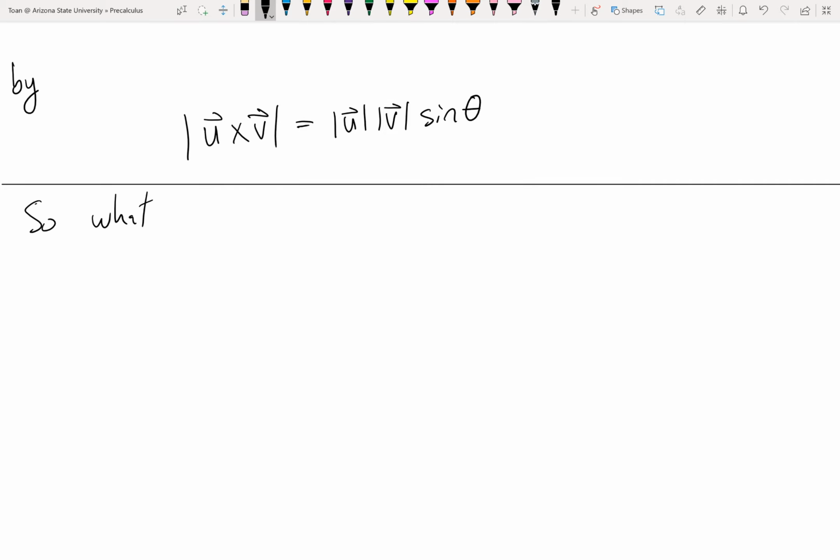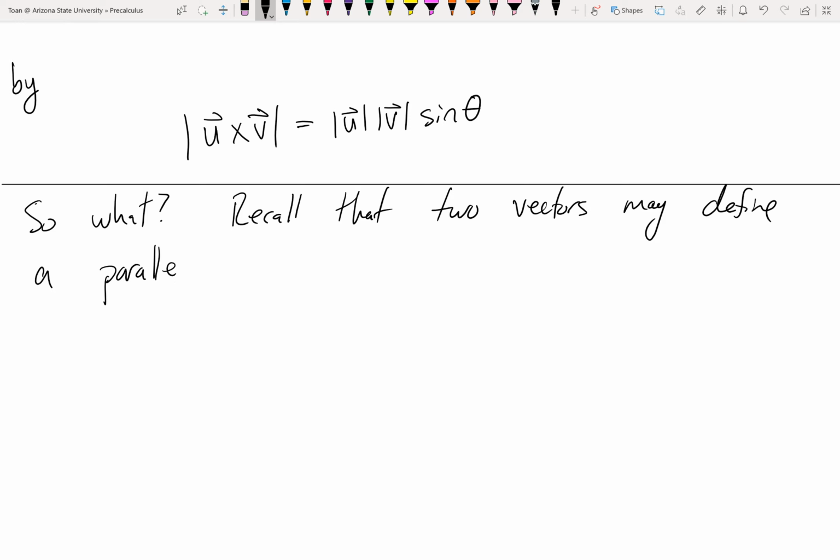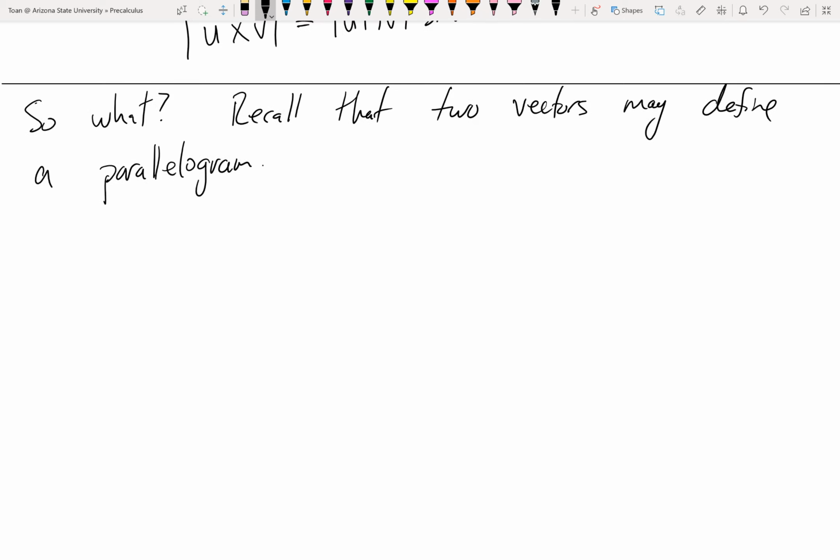Recall that two vectors may define a parallelogram. After all, that's how we added vectors back in 9.1, old school, geometrically, the tail-to-tip method. Right? So if I had two vectors, say, I don't know, vector u here and vector v here, I can always create a parallelogram by adding the other vector to the terminal point.